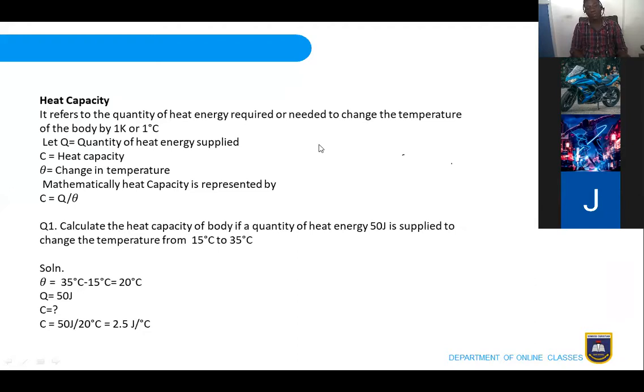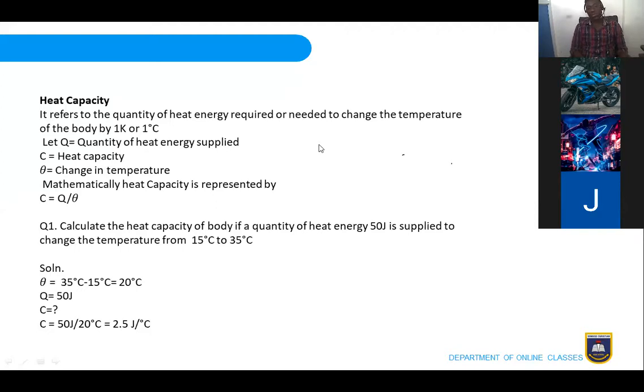So the change in temperature is from 15 to 35. And if you go back to the definition and the formula over there, the change in temperature is represented by theta. So you need to find the change in temperature, which is 35, the bigger temperature, minus the smaller temperature, 15, which is going to give you 20 degrees Celsius. And the quantity of heat was given to be 50 joules.